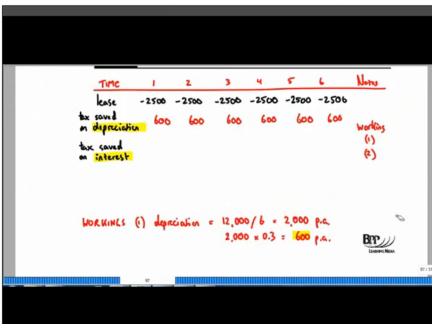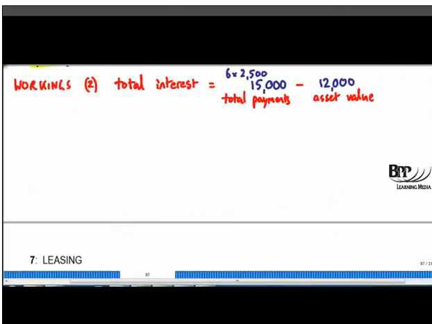Next we have to work out the implicit interest in the lease payments, and we'll show another working for this. To work out the tax relief on the interest, as a first step we have to work out the interest payments. Now we know that we've made 6 payments of 2,500 in the lease to buy an asset that was worth 12,000. So the total interest that had been paid we can say is 3,000. That's in total. We now have to apportion it to each of the years.